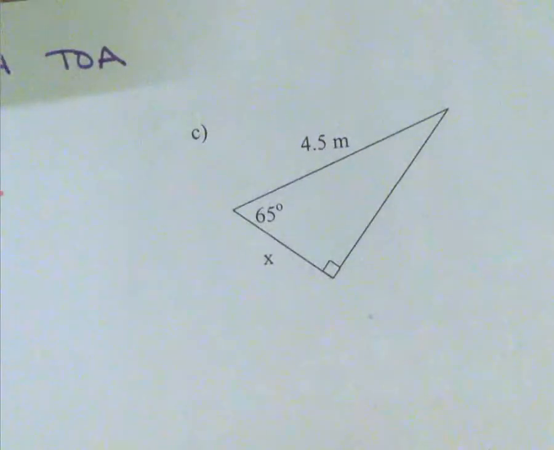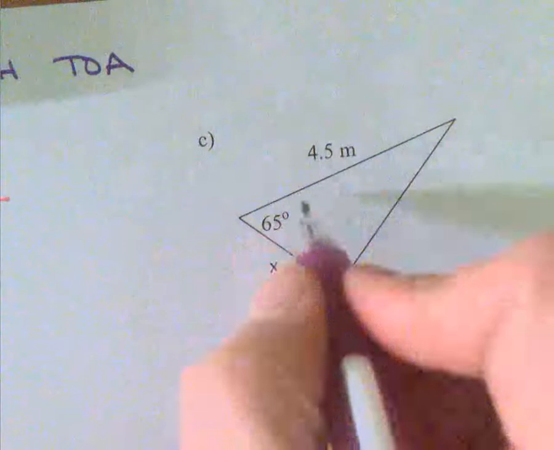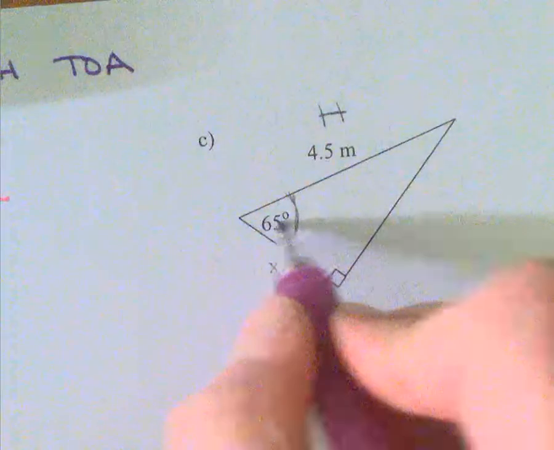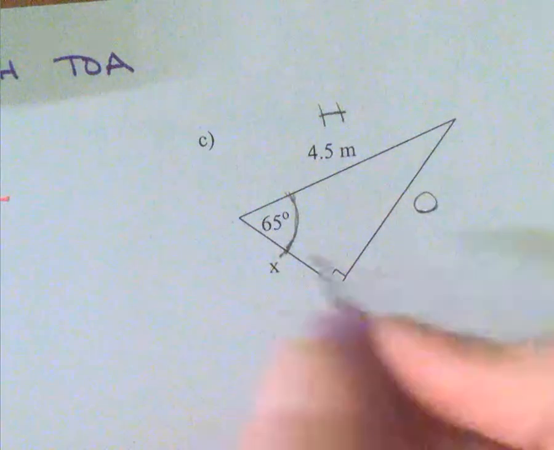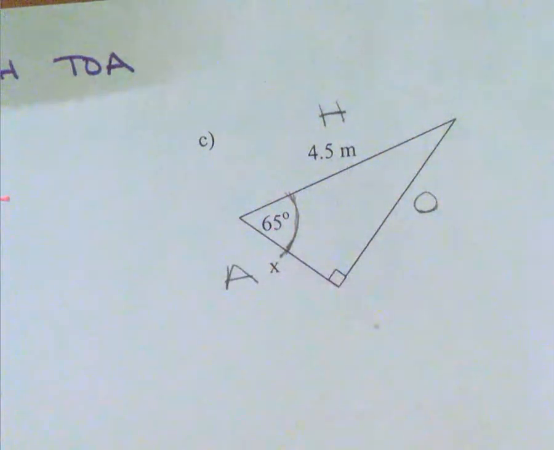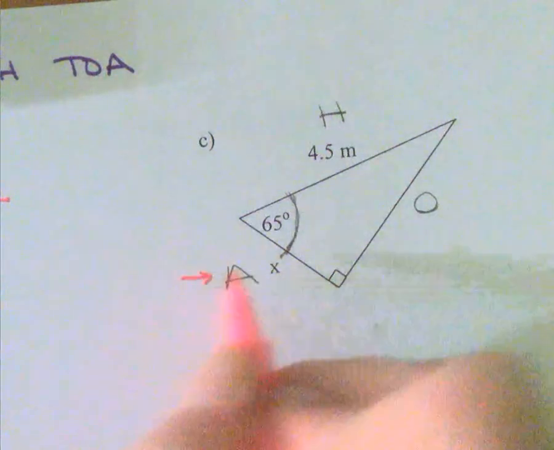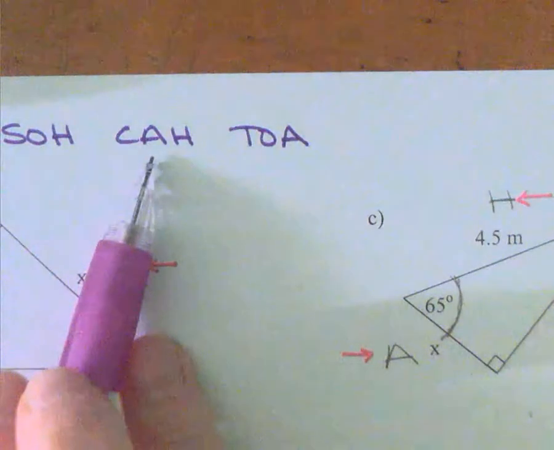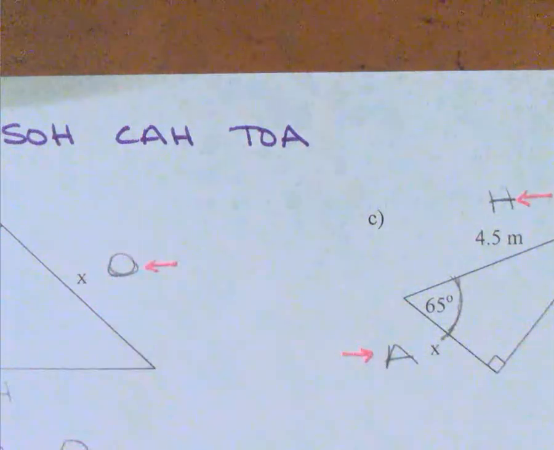Okay, if we look at C, here's the angle they gave me. This is my hypotenuse. This side is opposite that angle. This side, not the hypotenuse, is adjacent to it because it's touching it. So I'm looking for something that has adjacent and hypotenuse. So if I look, I want adjacent and hypotenuse. So I'm looking for the cosine ratio, adjacent and hypotenuse.